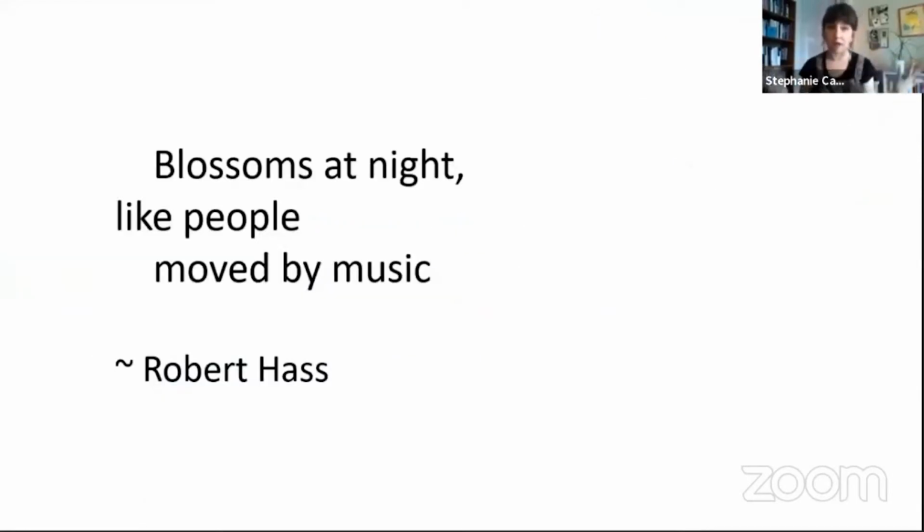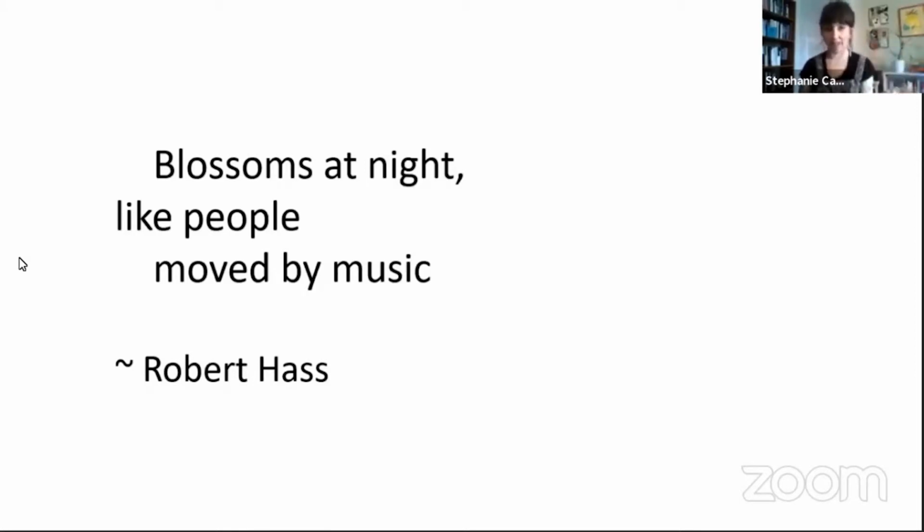So the first is from Robert Haas, and he's a translator of haiku as well as a writer of his own. And his little haiku here: Blossoms at night, like people moved by music. So you can see that we've got our 3 lines here. They don't follow that 5, 7, 5 pattern strictly. Blossoms at night, we've got 4. Like people, only 3. And then 4 again, moved by music. So he's already breaking the rules. We're breaking the rules a little bit here today.